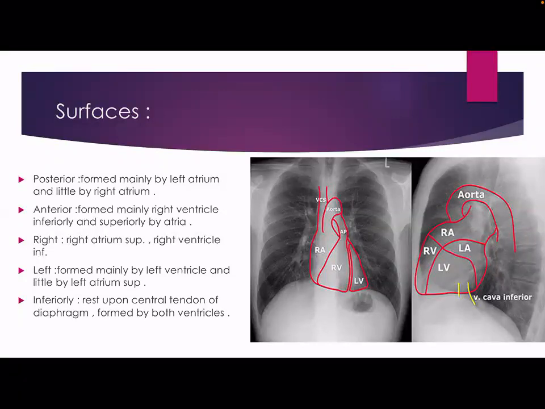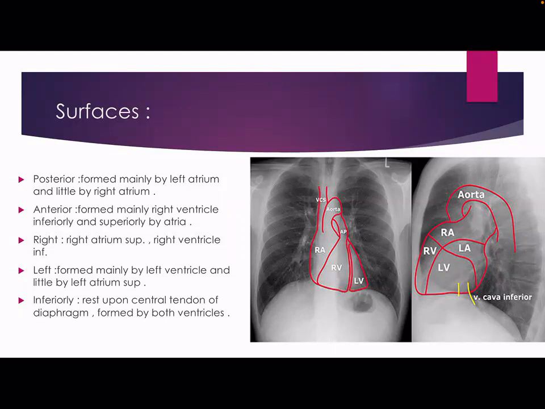The anterior surface is formed by the right ventricle inferiorly and right atrium superiorly. The right heart surface is formed by the right atrium superiorly and right ventricle inferiorly, while the left surface is formed by the left ventricle and a little by the left atrium. Inferiorly, this is the inferior surface, formed by both right and left ventricles and the central tendon of the diaphragm.